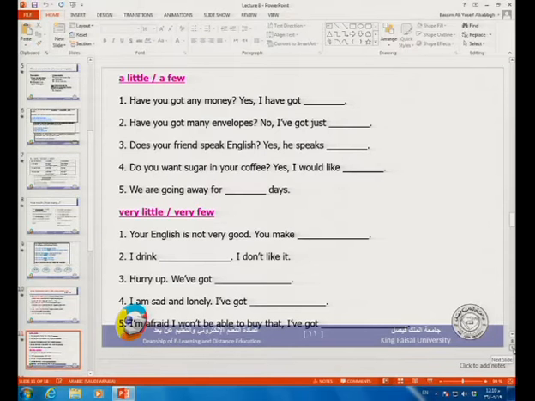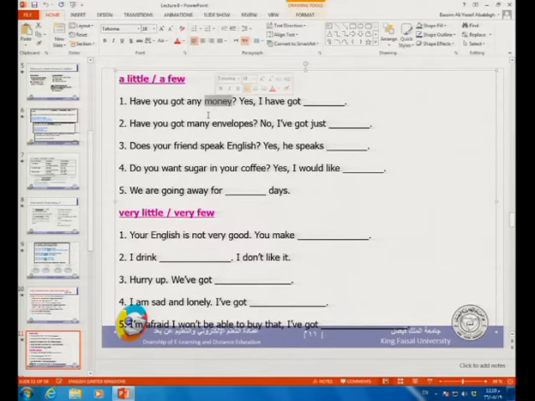Let's see this. Have you got any money? Yes, I have got a few or a little? You ask yourself, which one is used with countable nouns and which with uncountable nouns? A few is used with countable nouns and a little is used with uncountable nouns. Now, have you got any money? Is money countable or uncountable? Money is uncountable. Yes, I have got. Then I should use I've got a little, because money is an uncountable noun.